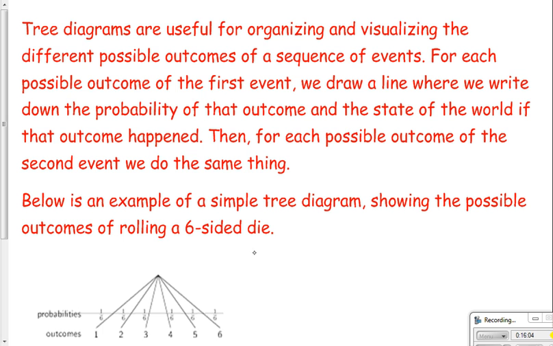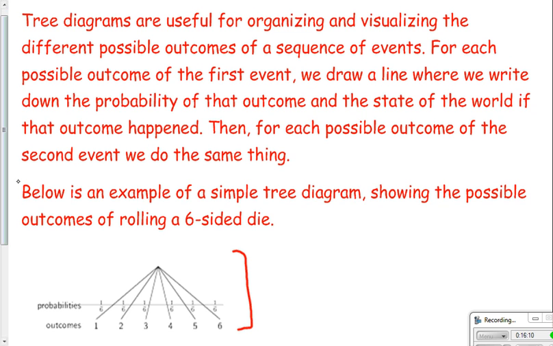And I know when I looked at the Xerox copy for your packet, this didn't come across very well in the packet. I hope you can see it better here. Tree diagrams are useful for organizing and visualizing outcomes when you have a sequence of events. Like say you wanted to roll a die 3 times, or you wanted to pull a card out of a deck of cards a couple times and then flip a coin. Sometimes that's hard to conceptualize without having something to look at.